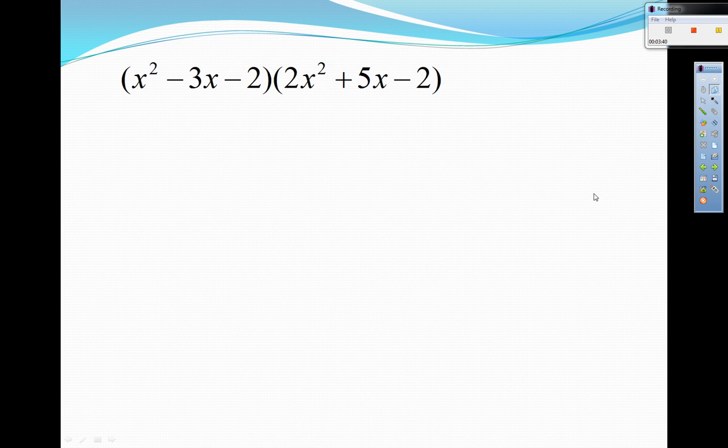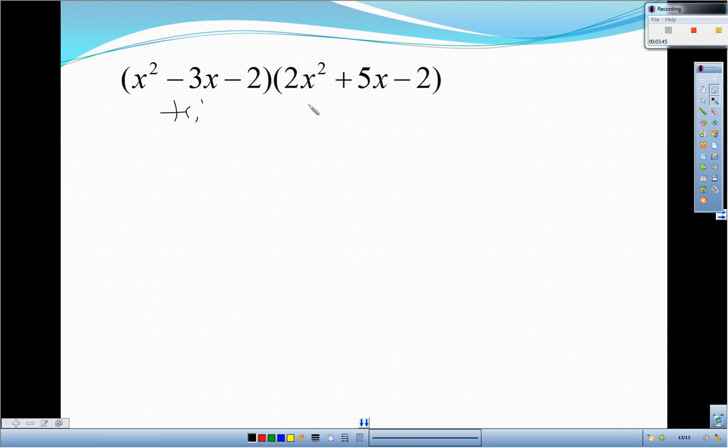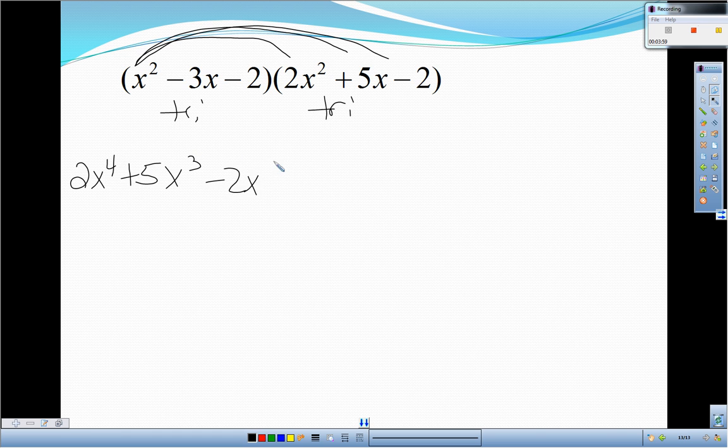Let's say I give you a trinomial times a trinomial. Not that it's going to be any more difficult, it's just going to be a little bit longer. So start by distributing. x squared times 2x squared would be 2x to the fourth. x squared times 5x would be 5x to the third. x squared times negative 2 would be negative 2x squared. Now let's do the middle term. Negative 3x times 2x squared would be negative 6x to the third. Negative 3x times 5x would be negative 15x squared. Negative 3x times negative 2 would be positive 6x.